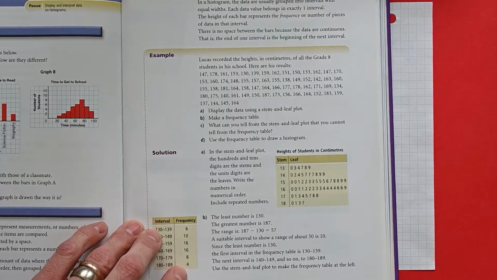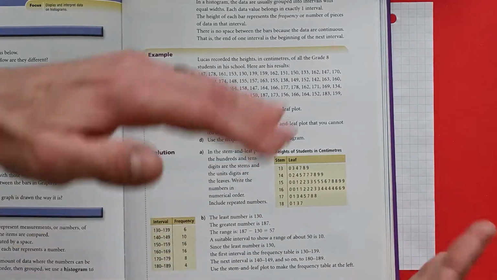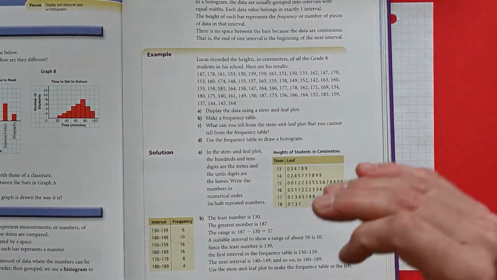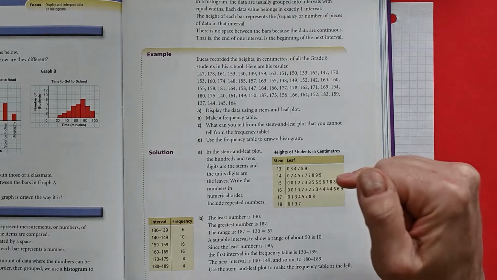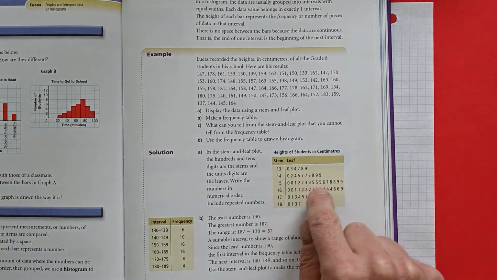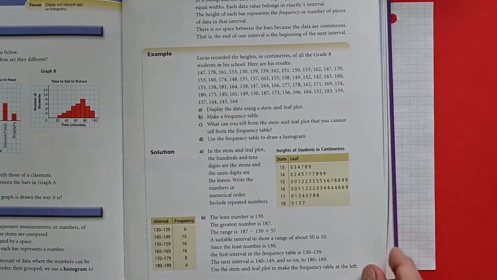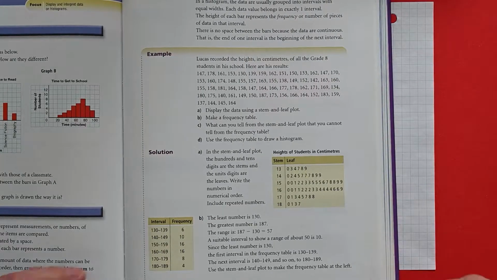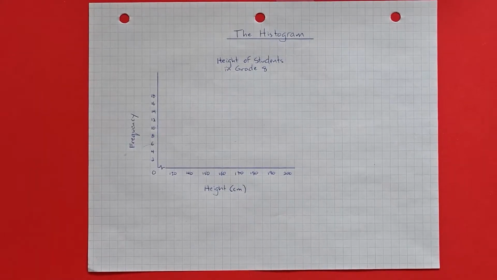A histogram is really almost like taking a stem and leaf plot like this and turning it this way so that it looks a bit like a bar graph instead of a series of numbers. The stem and leaf plot gives us each individual data point. The histogram does not, and we'll see how that works in just a moment. The first thing we need to do is set up a set of axes on which to place our histogram, and I have that done right here.